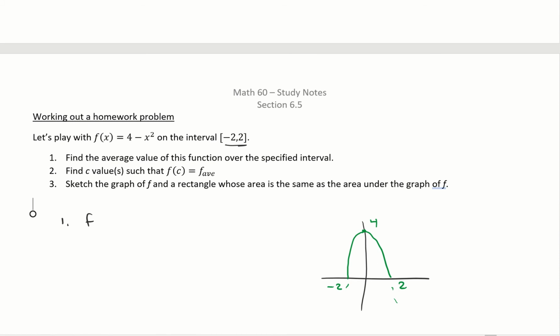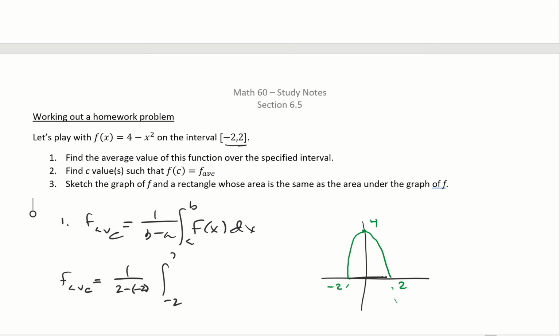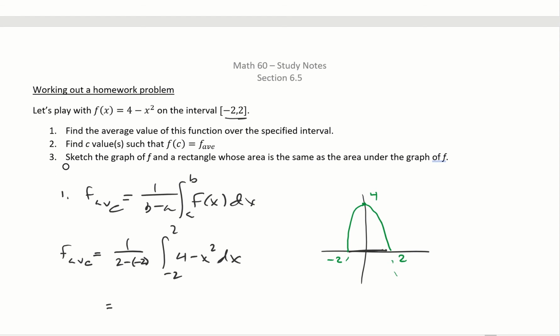So the average value, f average, if you will, is going to be 1 over b minus a, integral a to b, whatever your function is, dx. For us, in this problem, f average is equal to 1 over 2 minus (minus 2). That's the width of the interval, right? And integral from minus 2 to 2. And if you want to use symmetry there, you can, but be careful. And our function is 4 minus x squared dx. So let's get to calculating, okay? It's the same as the integral, except you're dividing by the width of the interval.